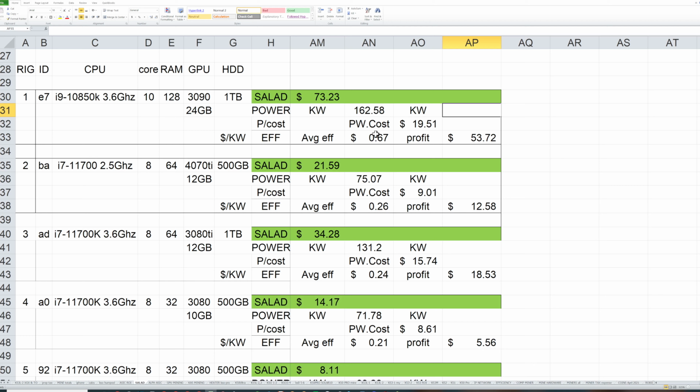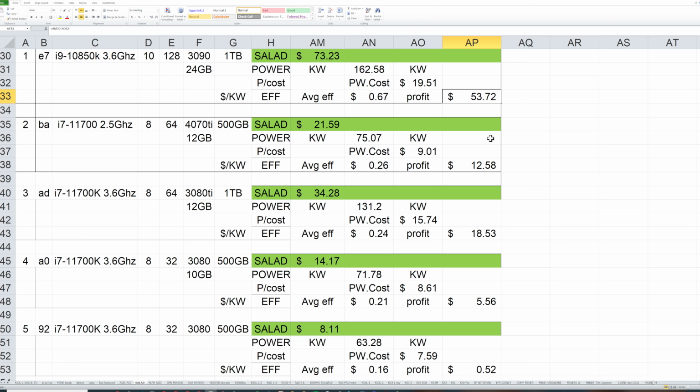But just to give you a rough idea here, what this machine is making is the actual profit there at the end. So let's go to the next machine, 4070 Ti, 500 gigabyte hard drive, and it's an 8-core i7 processor, and I have on Salad only $21.59. My power cost there is $9.01, still making $12.58 on this rig. All right, so it's not that bad. The average efficiency is 26 cents per kilowatt.